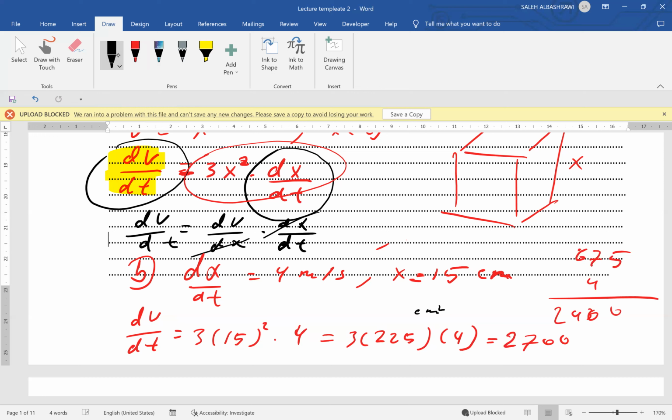And the unit for this one is given by, because we squared this, I will have centimeter squared, and this is centimeter per second. So the unit will be centimeter cube per second. So this is how fast the volume of the cube is increasing when we have that rate in the edge and when x equal to 15 centimeter.